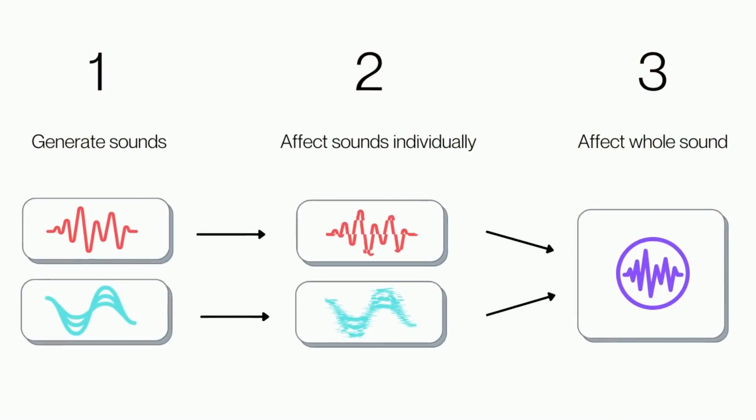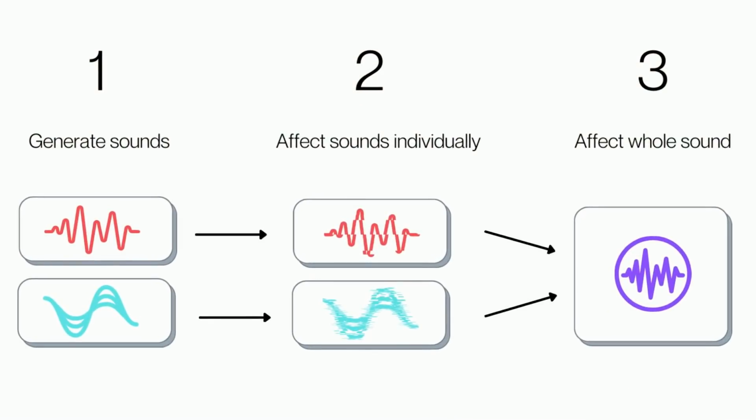Starting off, one important thing that you need to know is that most plugins work similarly to one another. They may have all their buttons and doodads organized differently, but fundamentally, the overall flow usually works like this. First, synths generate sounds, then they will give you ways to affect those sounds individually, then those sounds get combined together, and the synth gives you ways to affect the entire sound as a whole.